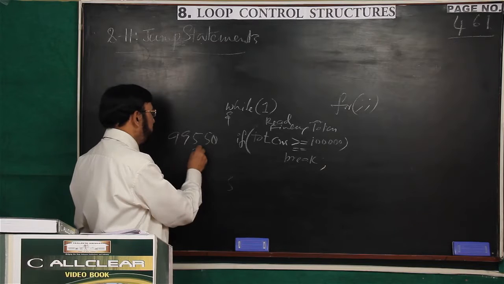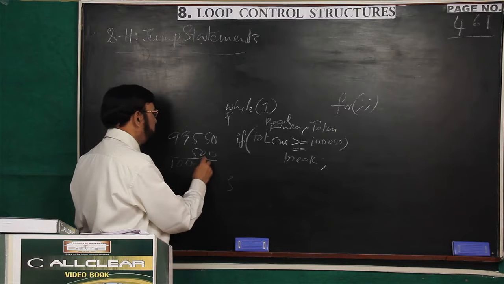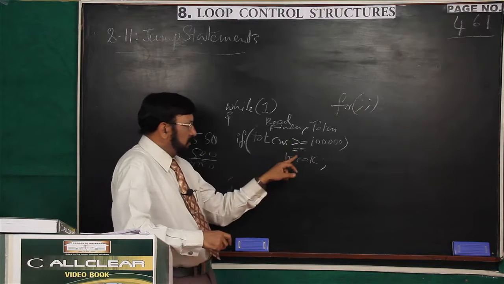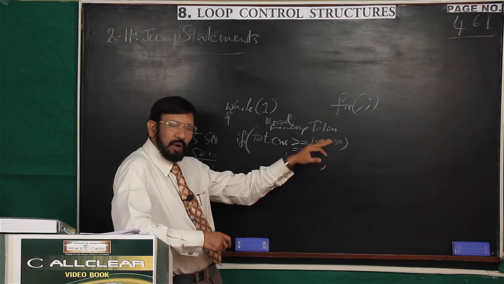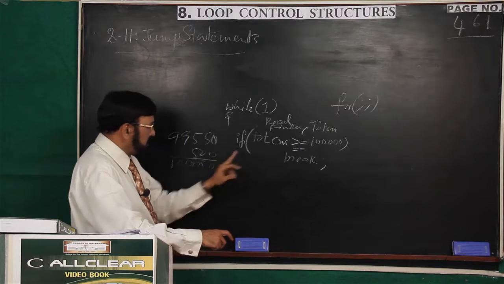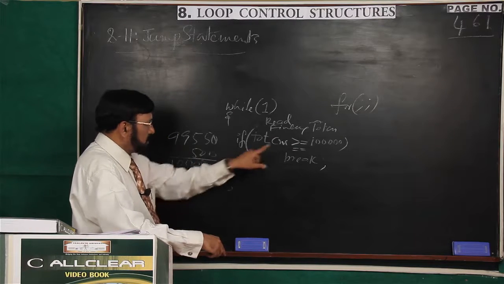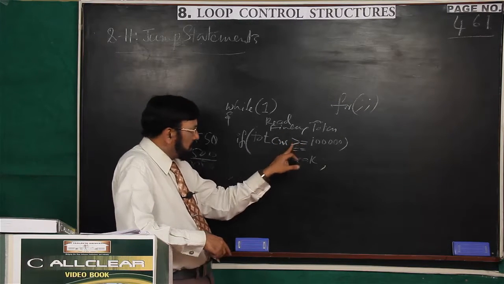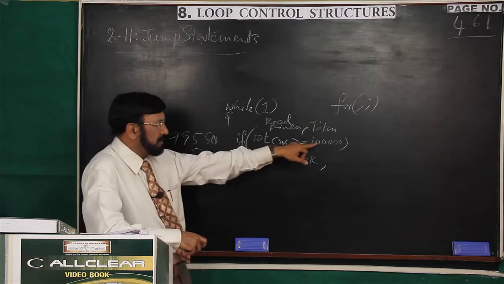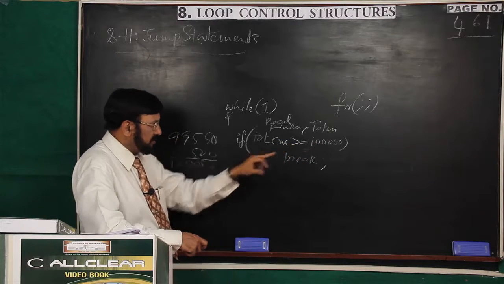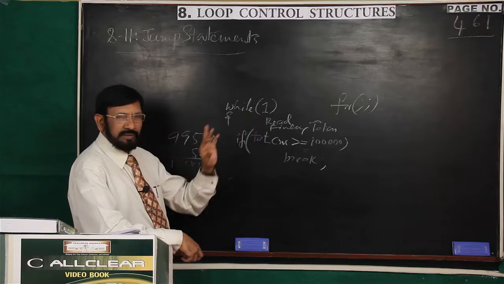Next contributor has given 500. Then how much will be the contribution? 1 lakh 50 rupees. So in such a case, if you write equal to, it never becomes equal to. There is no possibility of becoming equal to, so it may lead to an infinite loop. That's why in this type of situation, you have to write greater than or equal to. In such case, whenever it becomes 1 lakh or greater than 1 lakh for the first time, it is broken. So that is the technique.